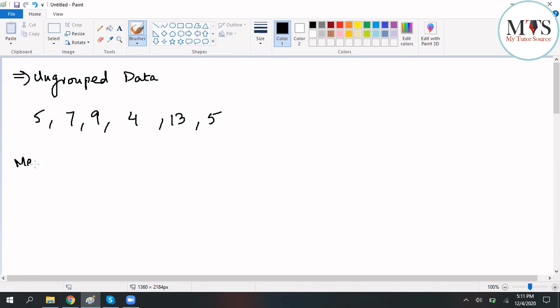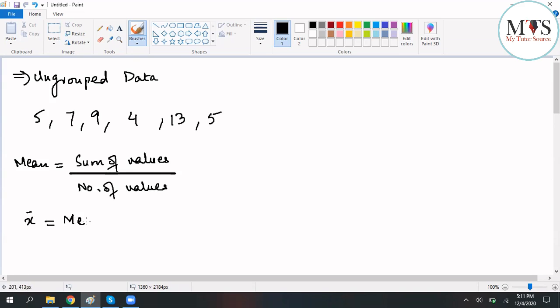So mean is found by sum of values divided by number of values. Now the symbols used to denote all of these things: this is mean, sigma x is your sum of values, and n is your number of values.